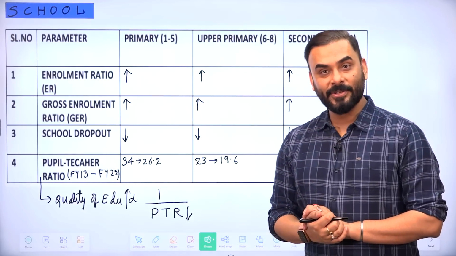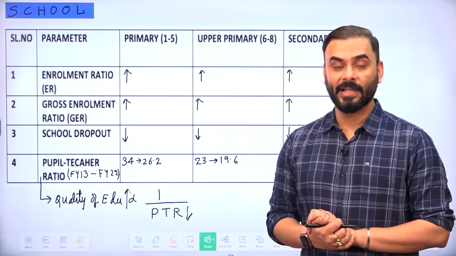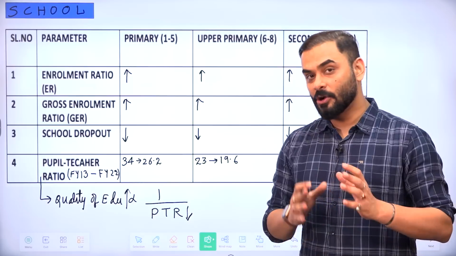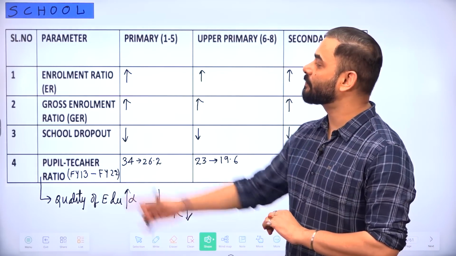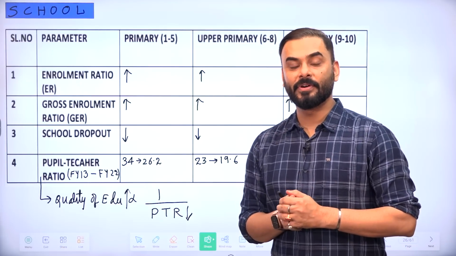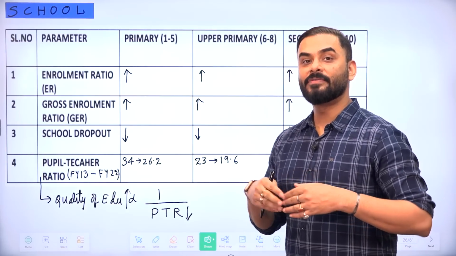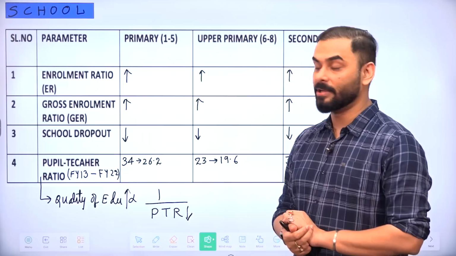Now let us start from the school. You see, there are some ratios and indicators which give us a good idea about the development in the education sector. For example, the first one is called enrollment ratio. Enrollment means the number of students or children who have taken admission or registered in the school. Absolute numbers, that is called enrollment.